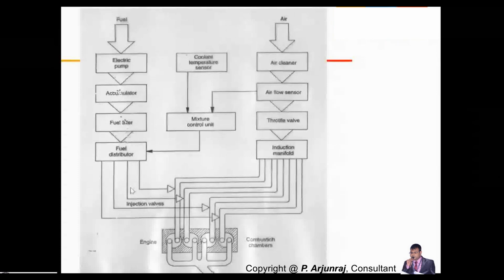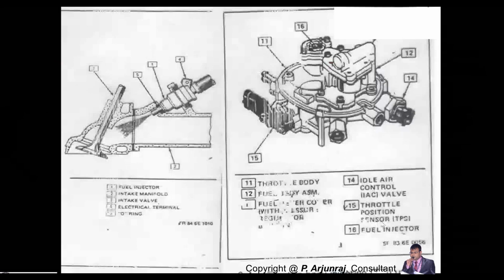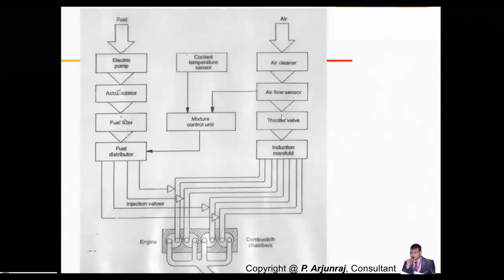This is the fuel system, and you have the air system. Similarly, the medium is air instead of fuel, and you have the filter. You need to clean the air, just like you clean the fuel. So you have the air cleaner and the airflow sensor. We have seen the throttle position sensor in the last slide, and accordingly you also have the airflow sensor, and the throttle valve which will open and close depending upon the requirement, and the air gets inducted into the intake manifold.